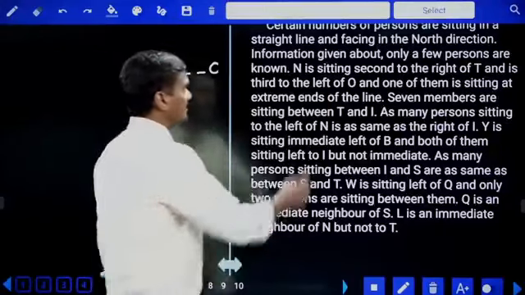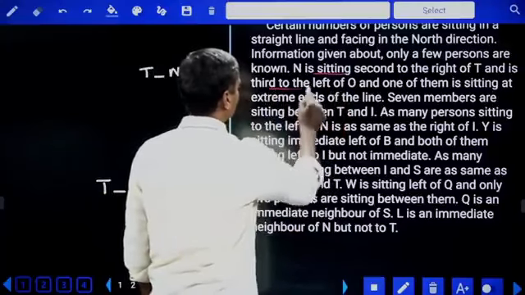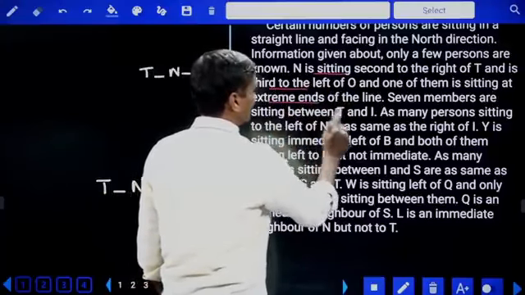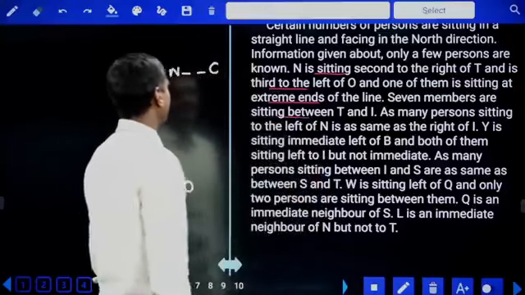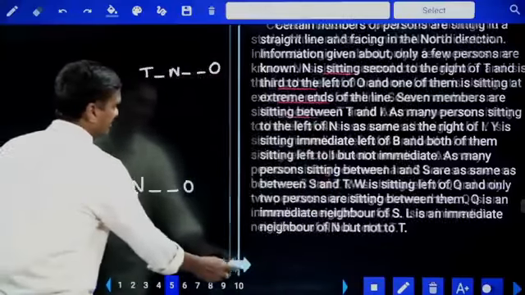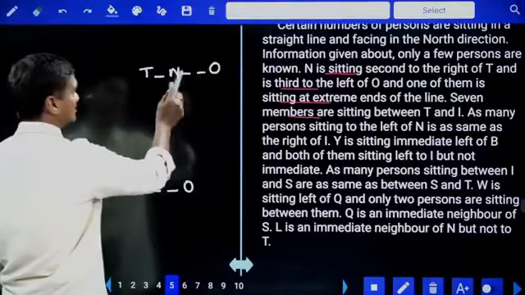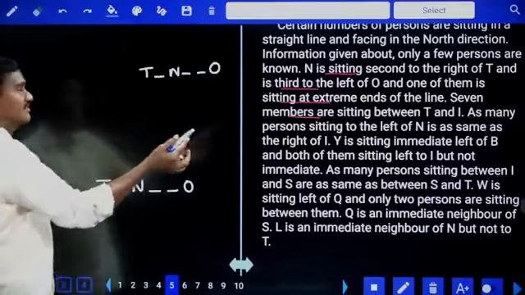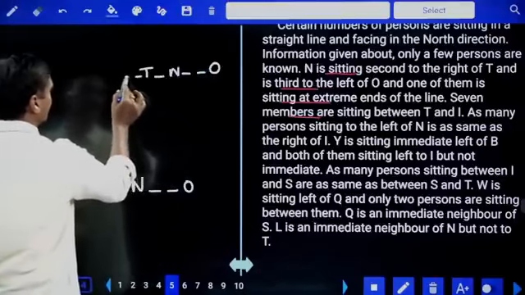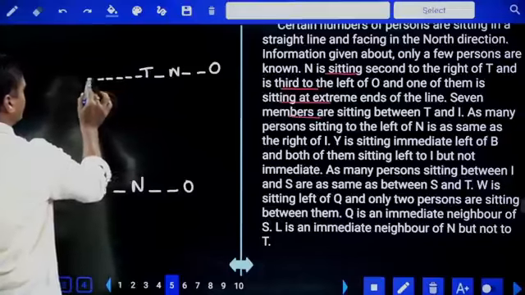Then N is sitting second to the right of T, and is south to the left of O, and one of them is at an extreme end. 7 members are between T and I. Between T and I, 7 members. Now the right hand side is not possible because there are only 5 persons to the right hand side of T. And 7 persons between T and I, 1, 2, 3, 4, 5, 6, 7.